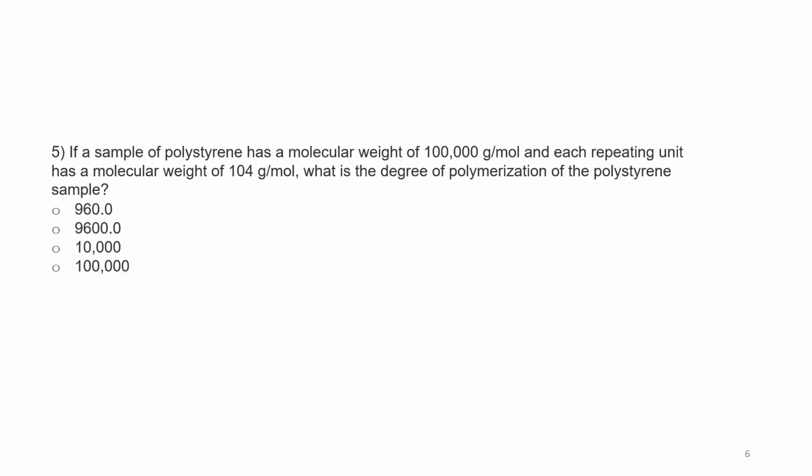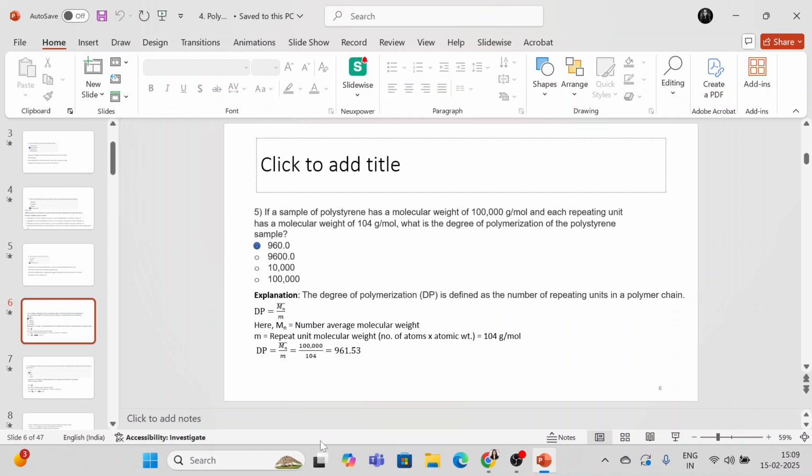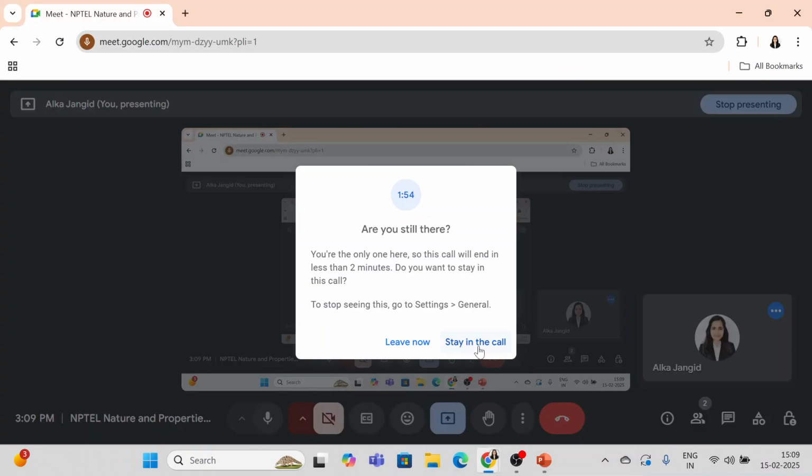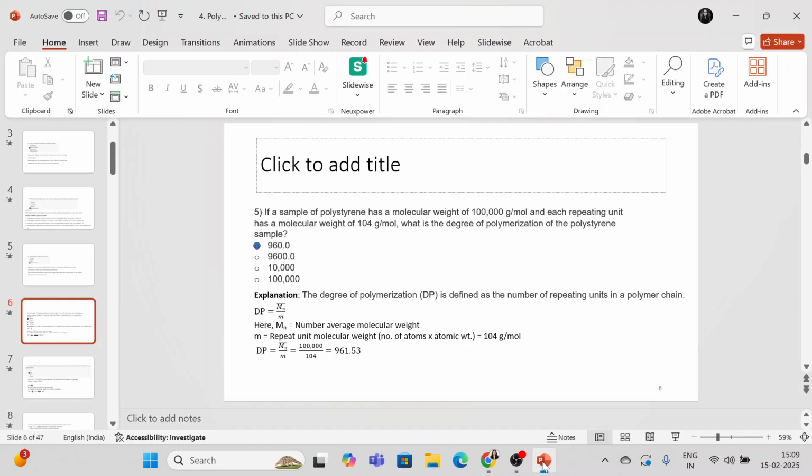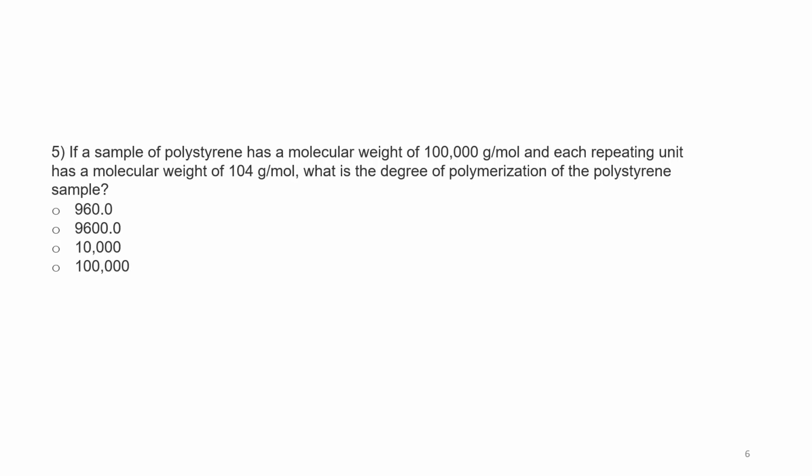Next question is, if a sample of polystyrene has a molecular weight of 100,000 gram per mole and each repeating unit has a molecular weight of 104 gram per mole, then what is the degree of polymerization of the polystyrene sample? Your options are 960, 9,600, 10,000, or 100,000. So the correct answer here will be 960.